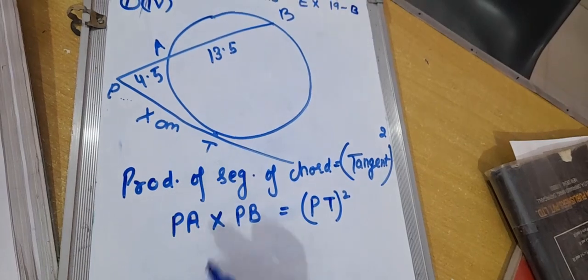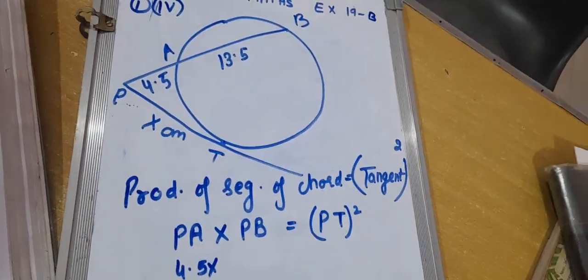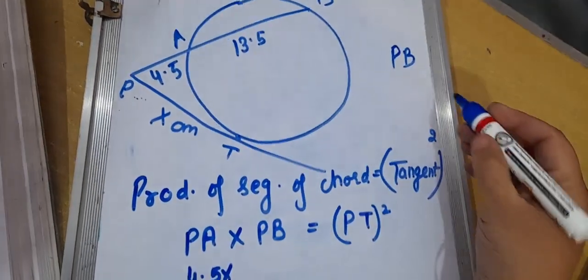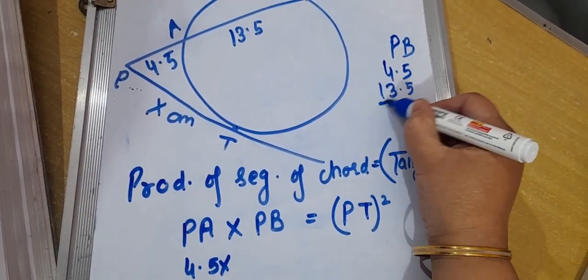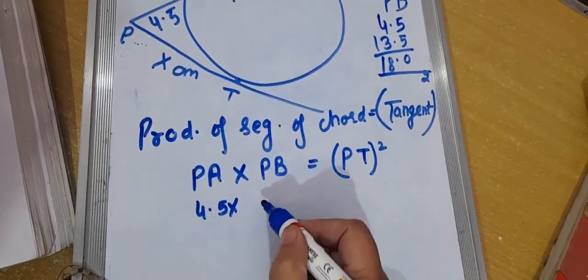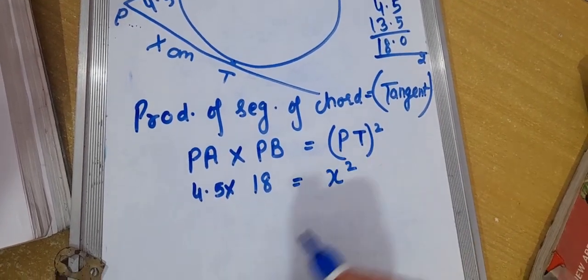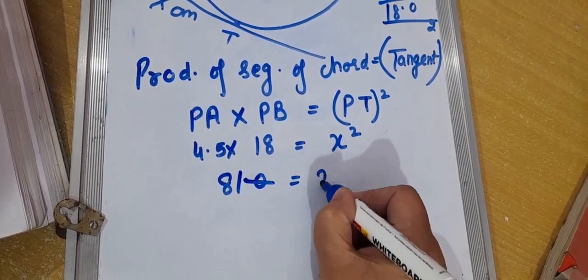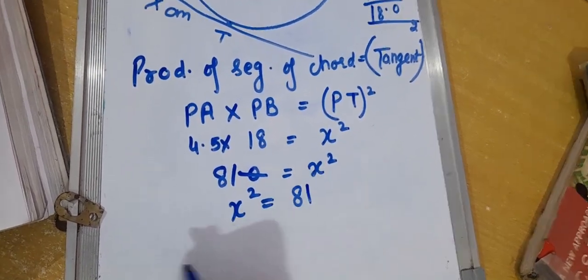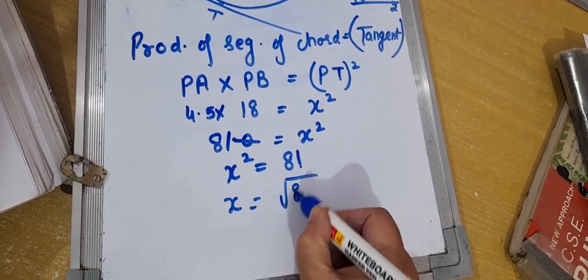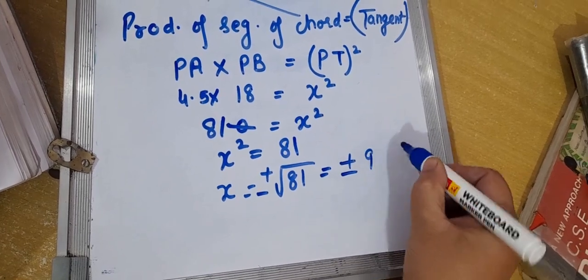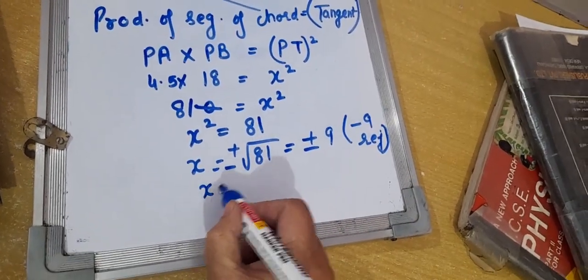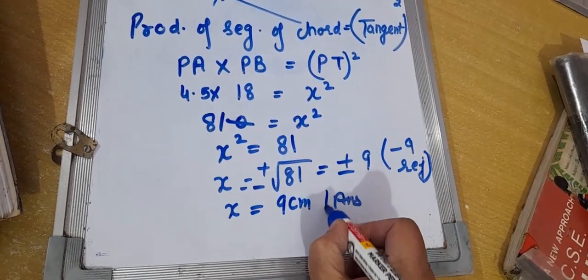So PA is 4.5 and PB we will take. PB is 4.5 plus 13.5. We get 18 centimeter. So 4.5 into 18 equal to X square. Multiply these, you get 81.0, that is 81. So X square is 81. So value of X will be root 81, plus minus, that is plus minus 9. So we will reject minus 9 because the length of any line segment cannot be negative. So X is 9 centimeter. This is your answer.